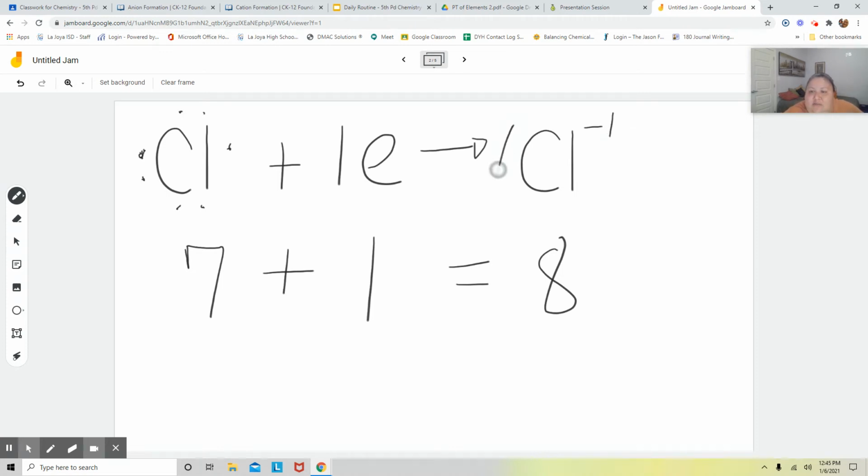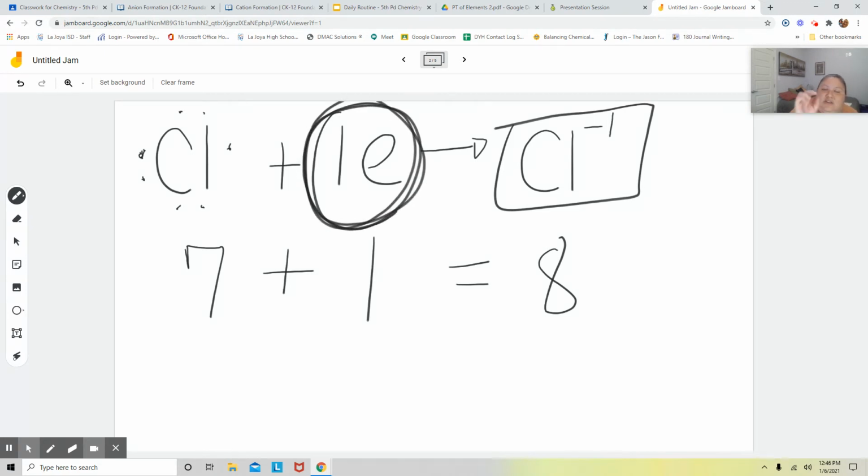So that is the number that you are going to have for chlorine. When it gains that 1 electron to complete the octet, it's also gaining a -1 charge. Make sense? I hope so. Remember, the number of electrons that are being moved or gained is the number that you're going to have here for your charge. Does that make sense? I hope it does.